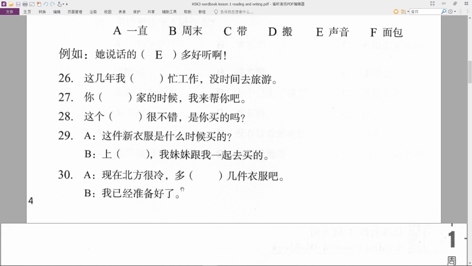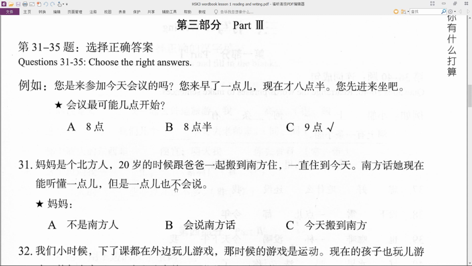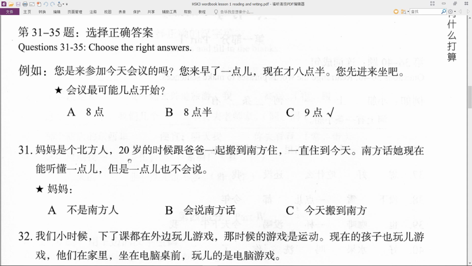Okay, now we go to the third part of reading part. It's quite simple. It's just multiple choice. So you only need to read and choose the right answer. Oh, you can just skip the example, go straight to here.